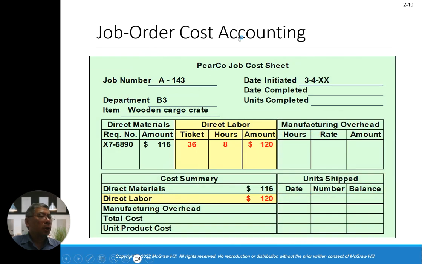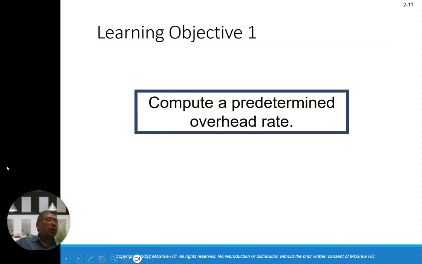Then job order costing. Once you find your direct materials, you find your direct labor from the time tickets for hours, 36 times 8 is 120, and you put it there. Then compute the predetermined overhead rate.